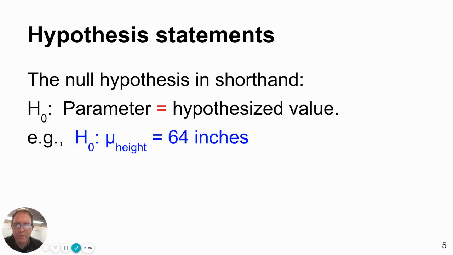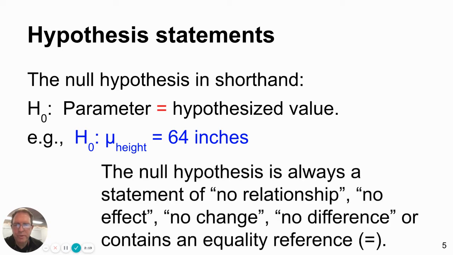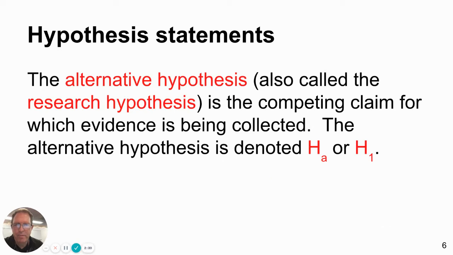So here's the format for the null hypothesis. The null hypothesis is that the parameter is equal to some hypothesized value. And I give as an example, the mean height is 64 inches. The null hypothesis is a statement of no relationship, no effect, no change, no difference, or contains the equal sign. The alternative hypothesis, also called the research hypothesis, is the competing claim for which evidence is being collected. The alternative hypothesis is denoted H with the subscript A or H with the subscript 1.